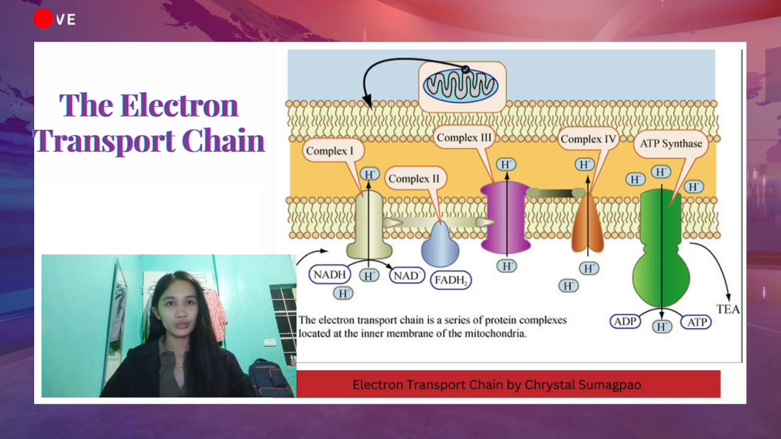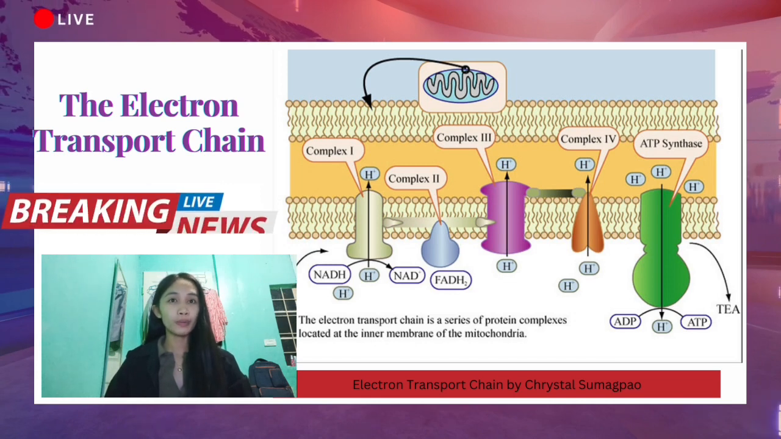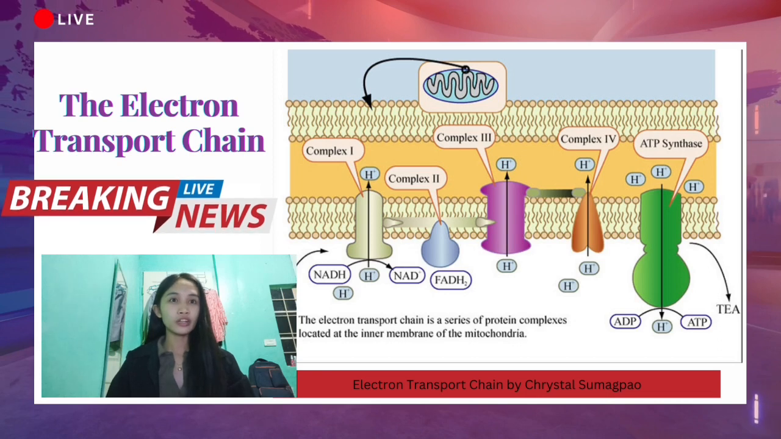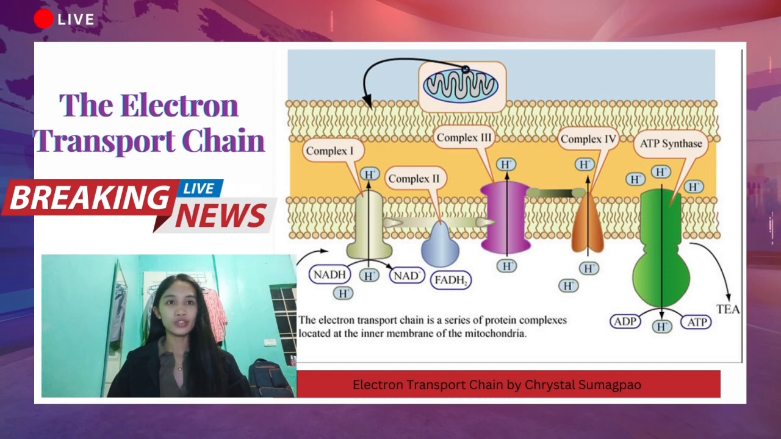And for our second topic, the electron transport chain. The electron transport chain is a series of four protein complexes that couple redox reactions, creating an electrochemical gradient that leads to the creation of ATP in a complete system named oxidative phosphorylation.